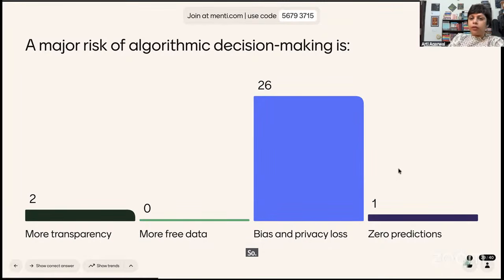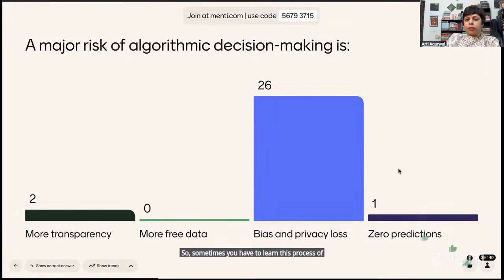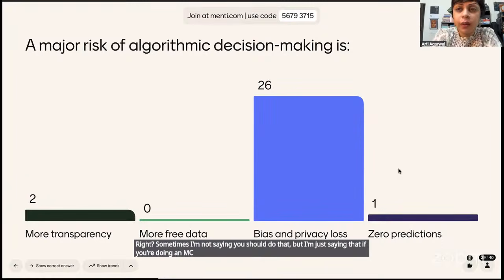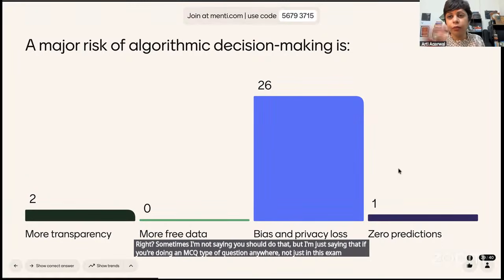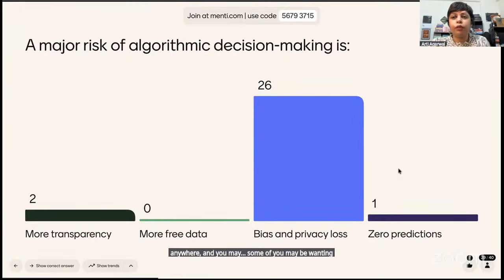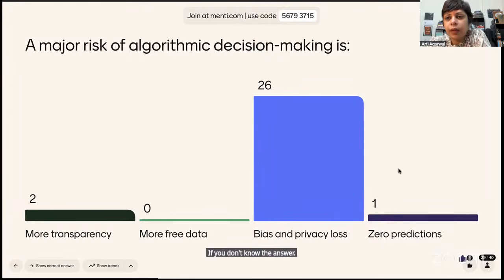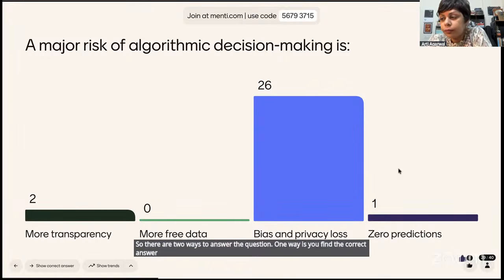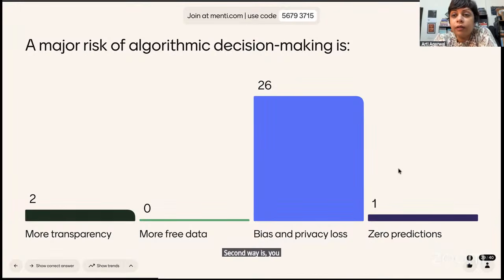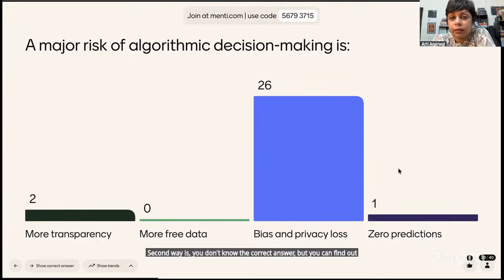So sometimes you have to learn this process of elimination, right? I'm not saying you should always do that, but if you're doing an MCQ type of question anywhere, not just in this exam, some of you may be wanting to write JE, some of you may be taking some other medical exam, where you have MCQs. If you don't know the answer, you should at least be able to use the process of elimination. So there are two ways to answer the question. One way is you find the correct answer and you mark it. The second way is you don't know the correct answer, but you can find out what is the wrong answer, right?